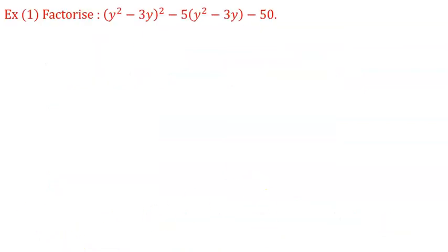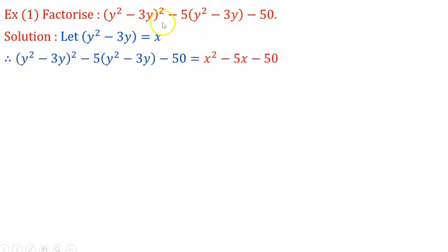Now see this here. Factorize this: in bracket y square minus 3y, bracket square, minus 5 in bracket y square minus 3y, bracket complete, minus 50. Now observe here that y square minus 3y and here also y square minus 3y. These two terms are repeated here. Hence we substitute y square minus 3y equals x. Then this equation will be simplified in this form. That is, first, y square minus 3y bracket square means x square. Next, minus 5 times y square minus 3y means minus 5x, then minus 50.